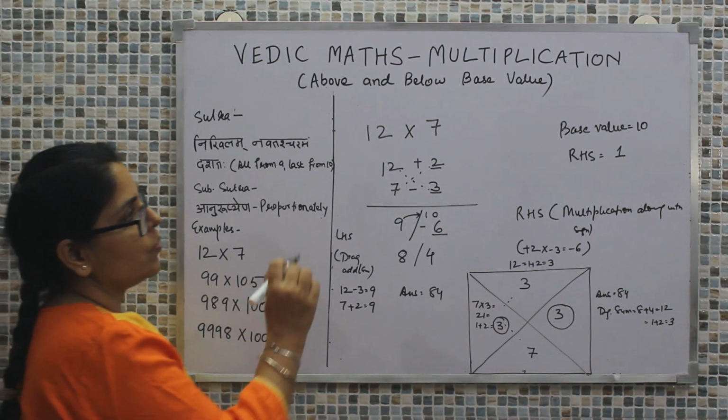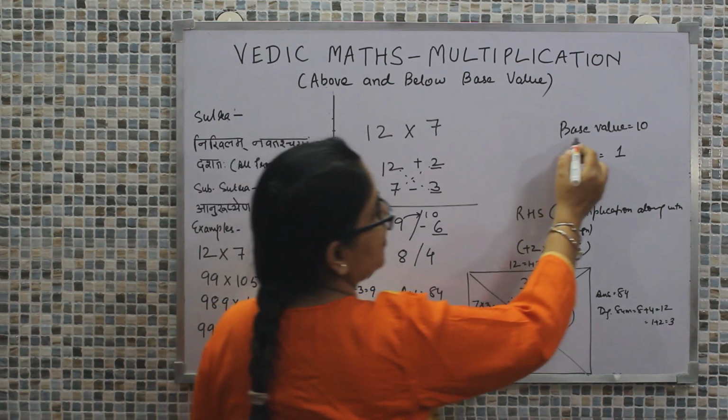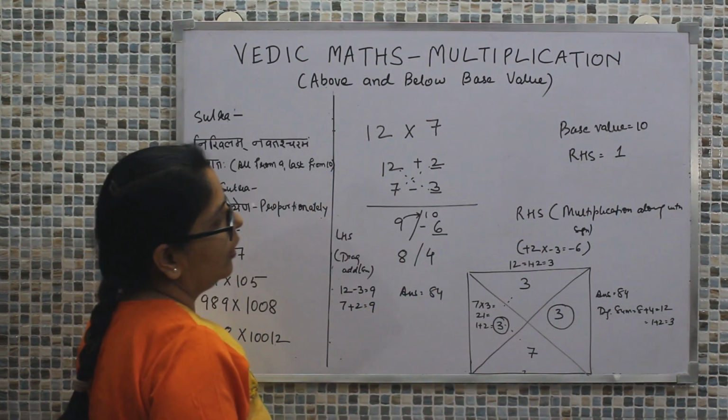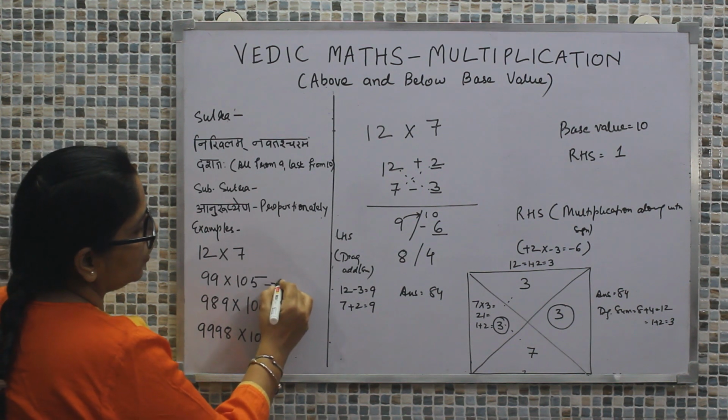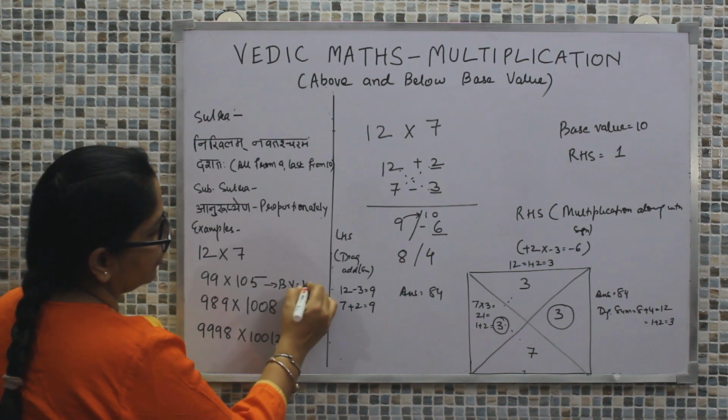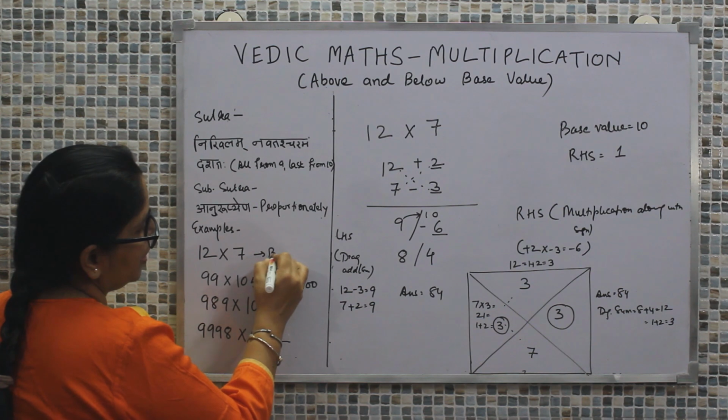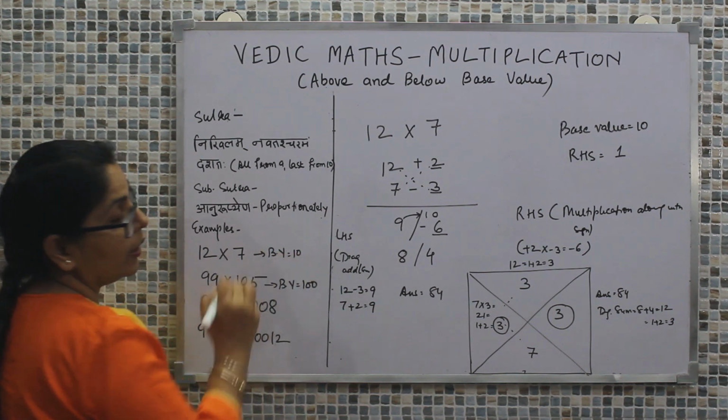Okay, so this is one example where we have taken the base value as 10. Let's take another example where we have the base value as 100.